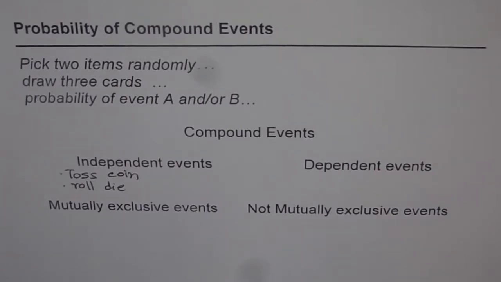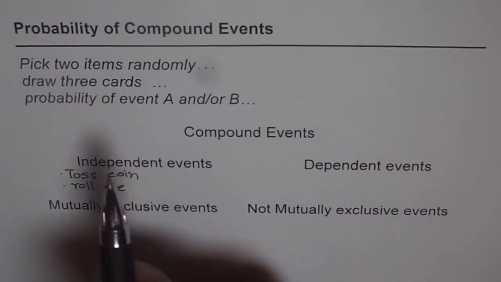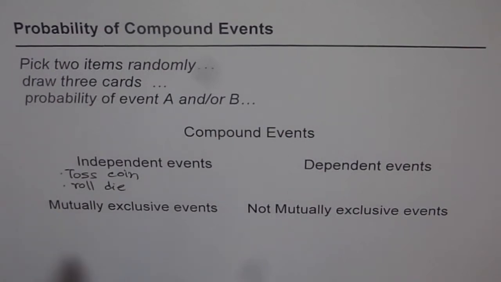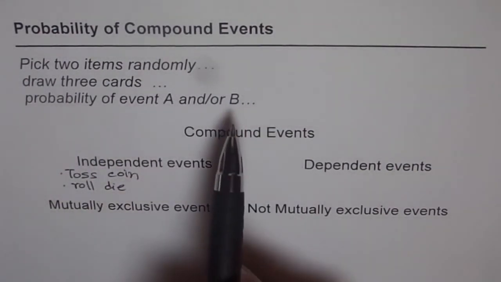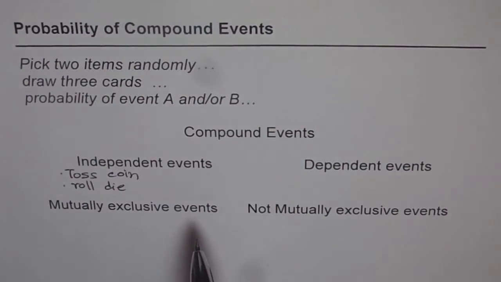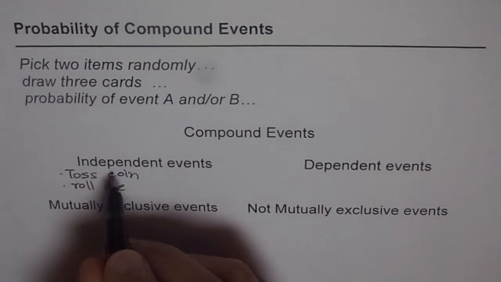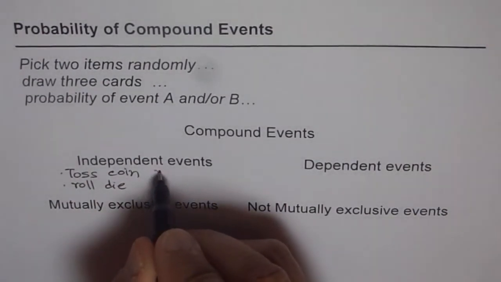Now there are a few keywords which help us decide whether the event is independent or not. That keyword is replaced or not replaced. When we say pick two items randomly or draw three cards, an important condition in the word problem, which you have to read very carefully, is whether the cards were replaced or not. If the cards were replaced, so the keyword here is replaced, then it is an independent event.